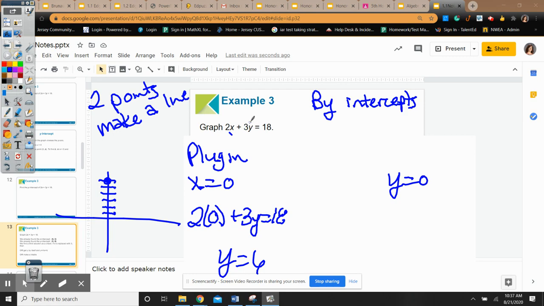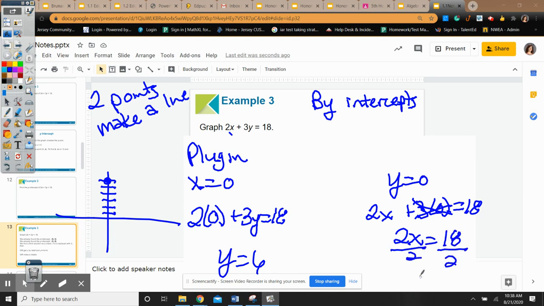If y equals 0, this piece will drop out because it would be 3 times 0 equals 18. So this would be just 0. 2x equals 18. Divide both sides by 2. And our x-intercept is going to be x equals 9. And then you can connect the 2 points. Now, ooh, that's not too bad.